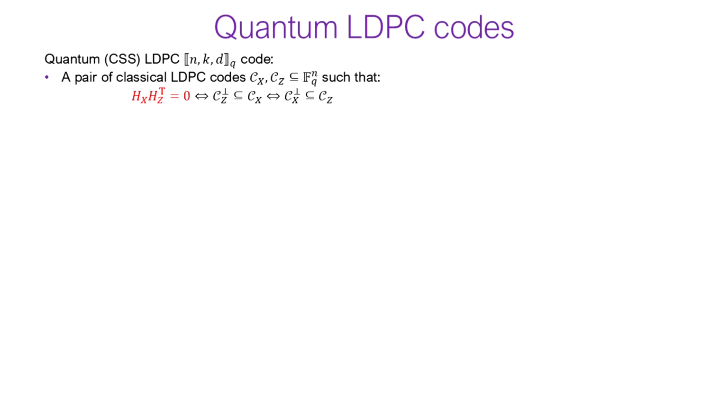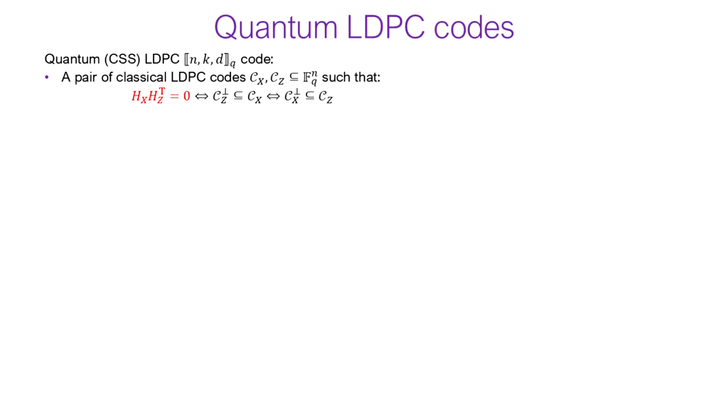The reason for this relation is that in the quantum case, we have two types of errors. We have X errors, the standard bit flip errors, and we also have phase flips. And from the laws of physics, we know that we need to satisfy this condition to define a correct code. So this is a necessary condition for the code to be correct.